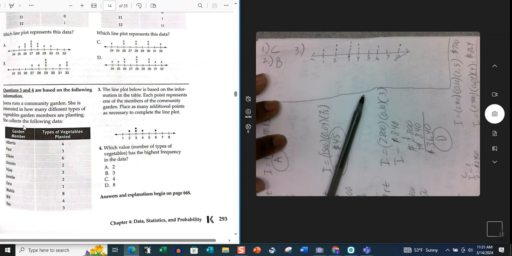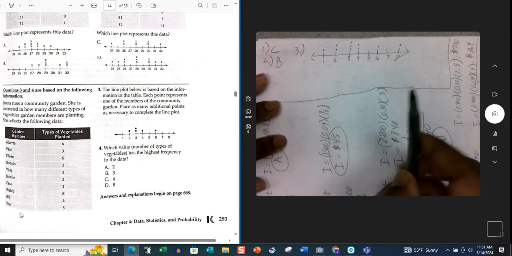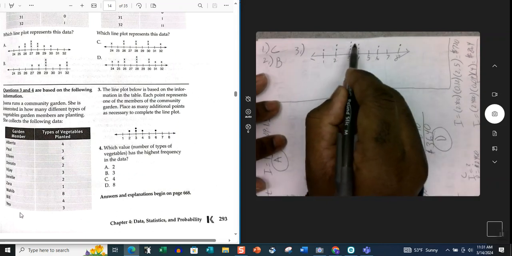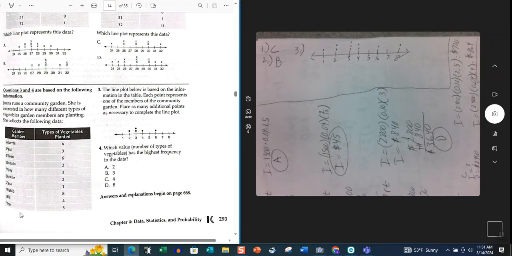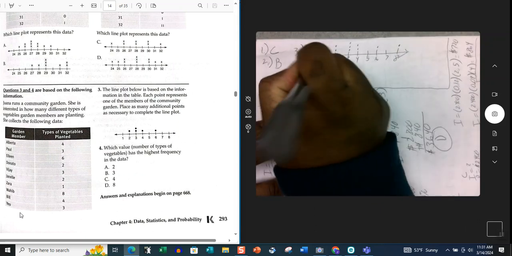And to prove this, we should count how many people we have. We had 2, 3, 4, 5, 6, 7, 8, 9, 10. So we should have a total of 10 dots. So that's 3, 6, 7, 8, 9, 10. So we do have 10 dots. So we did this correctly.